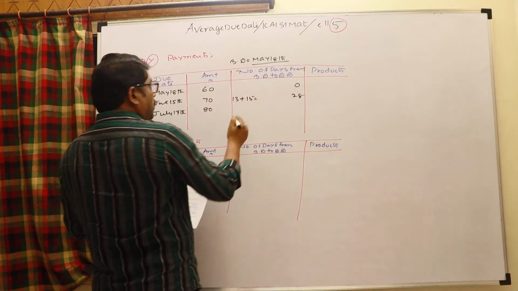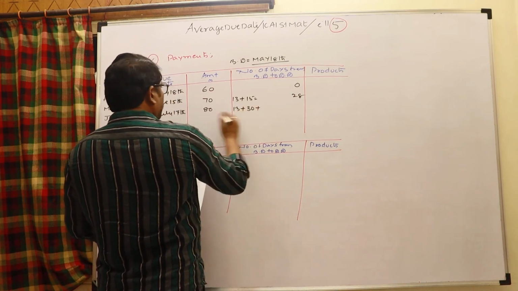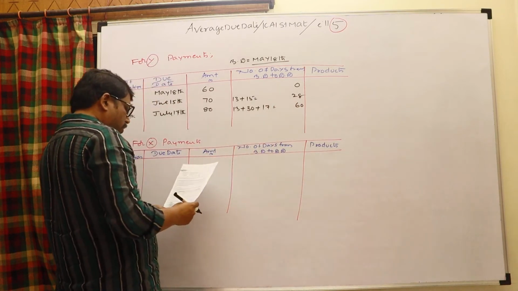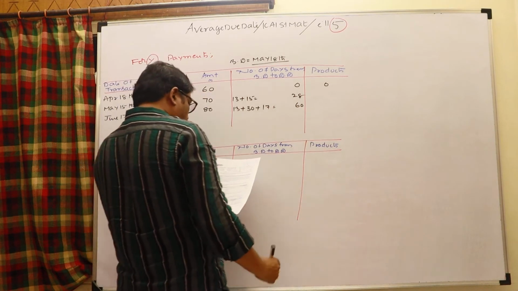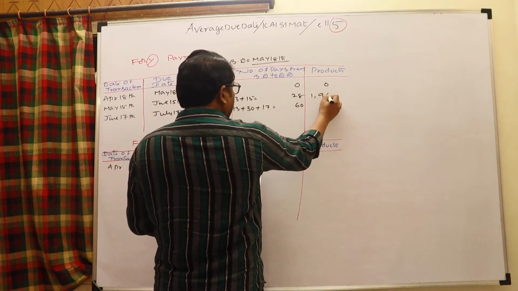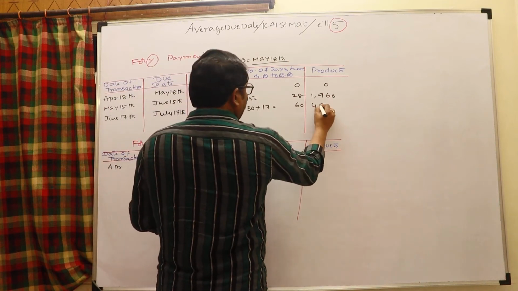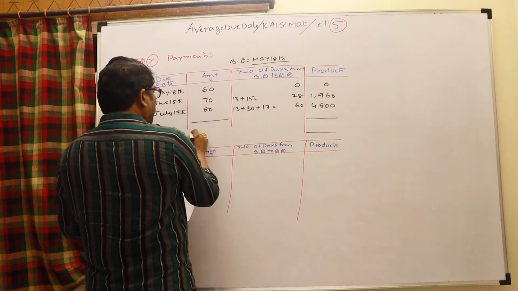Okay, next one. May 13, June 30, July 17. Total number of days 60. Multiply that. 60 into 0, 70 into 28, 1960. 80 into 60, 4,800. And now let us go for the total of amount as well as total of product.